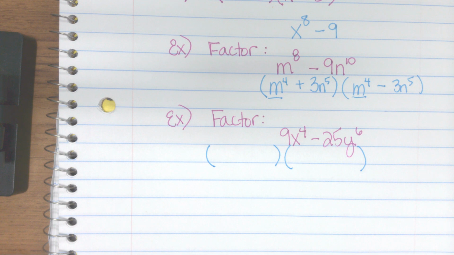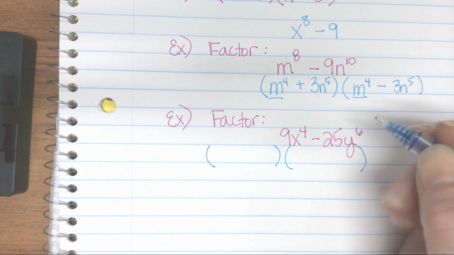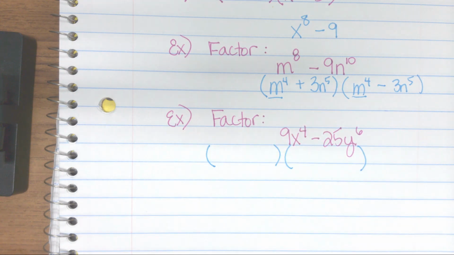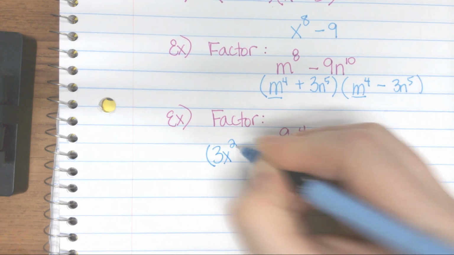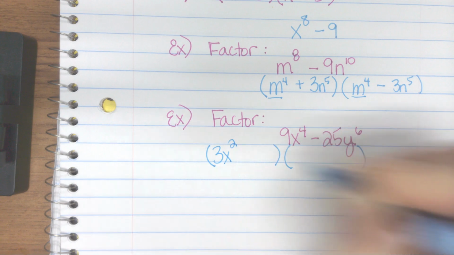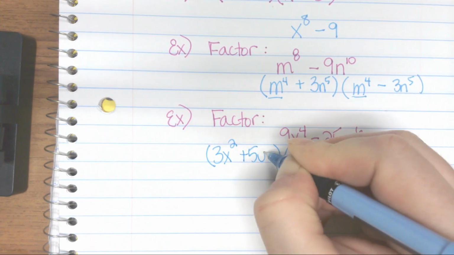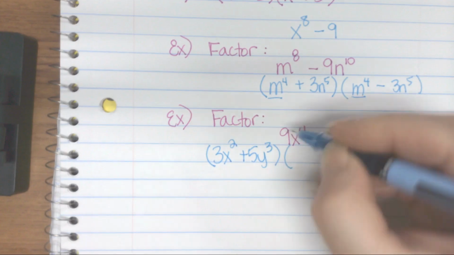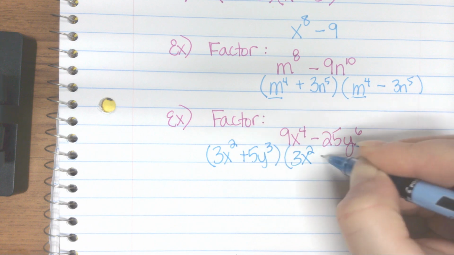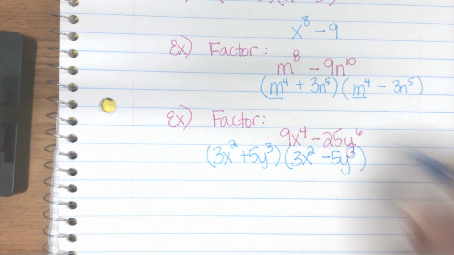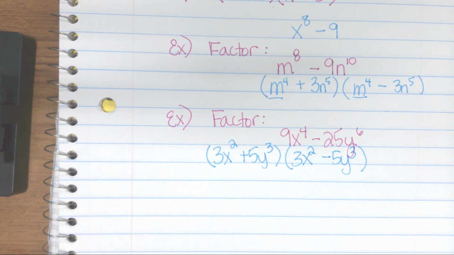All right. Logan, what did you guys say? We put 3x squared plus 5y to the 3rd. And we did the same equation for this one, except the 5y to the 3rd is minus. All right, who got that? Okay.